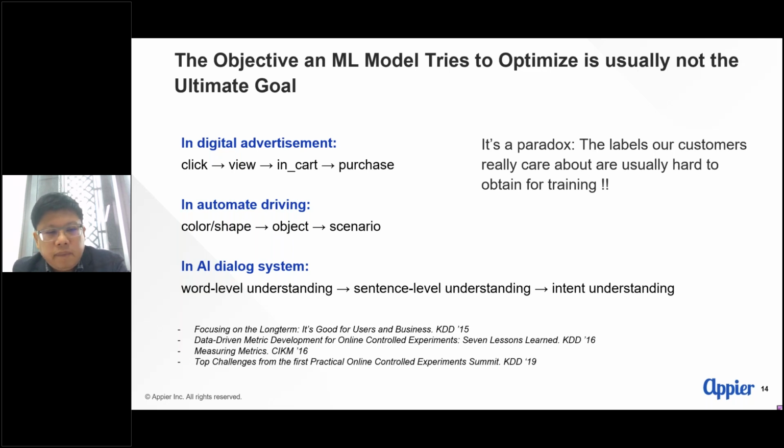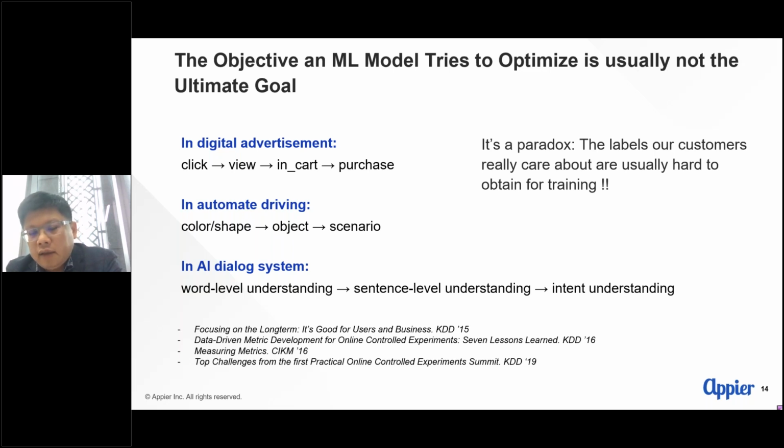For example, in automated driving, eventually we want the car to understand the scenario. For example, is it safe to turn right or turn left? Should I keep going or should I stop? Those high-level decisions are more important for automated driving. But when training a computer vision model for driving, it's much easier to evaluate whether the model can detect the color, shape, or recognize the objects correctly. So this also shows there's a gap between the trained computer vision model and the eventual usage scenario.